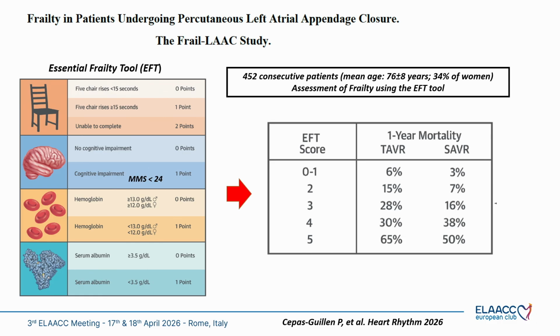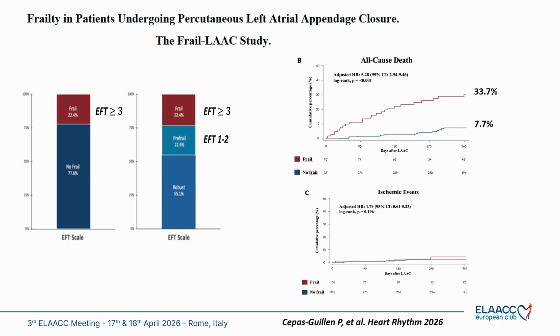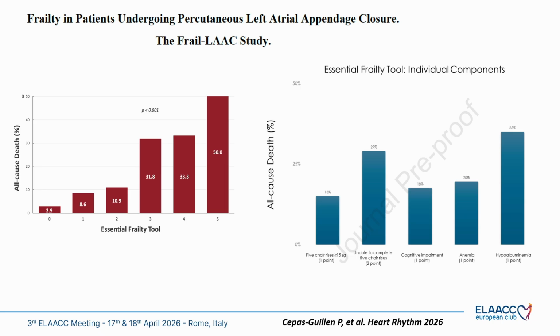If you look on the right, a high EFT score was associated with a very high rate of 1-year mortality in the TAVR field. And the same group showed again that when you use this frailty score in patients undergoing LAAC, you also predict mortality. Patients with an EFT score of 3 or more have a very high mortality at only 1 year, 32% versus 7.7%. There is a stepwise increase, and if you get a score of 5, then again you have an extremely high mortality.